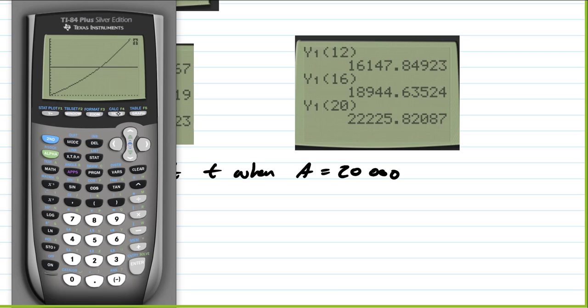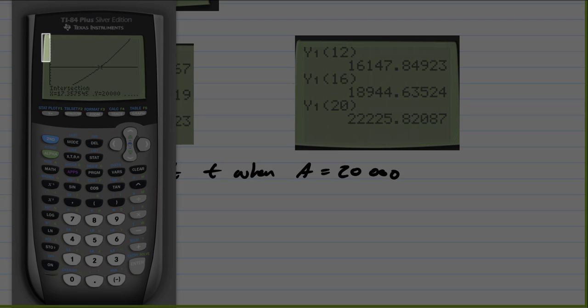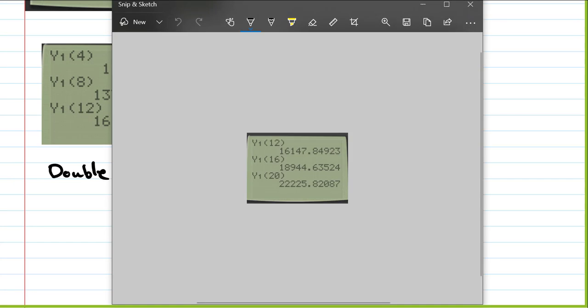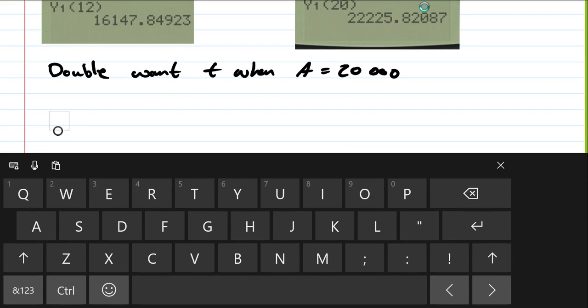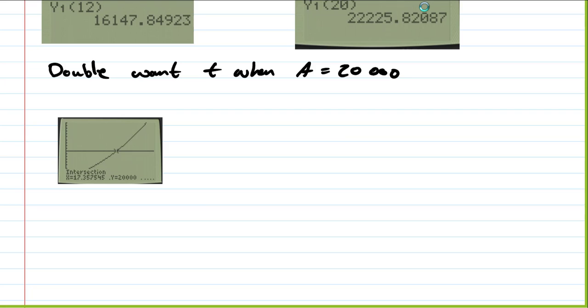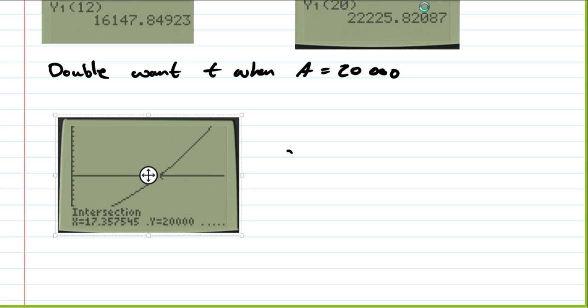So we go second trace, and we choose our intersect, first curve, second curve, guess, and we get that our intersection occurs at 36 if we round. So about 17 1/3 years. Right here, right?